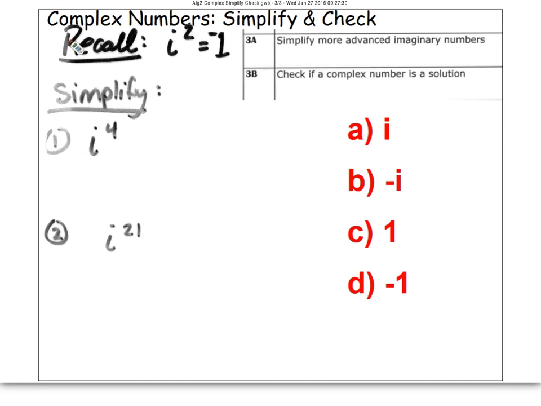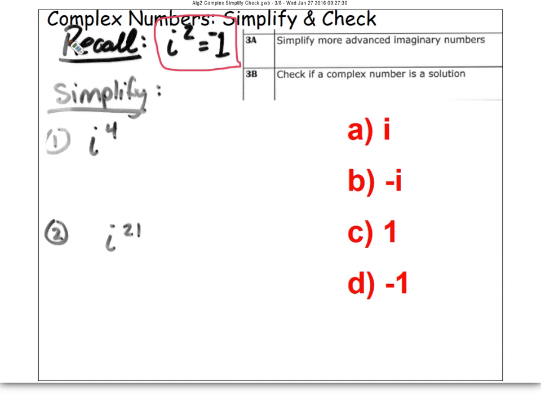In this video, I'm going to show you how to do Learning Objective 3A, which is Simplify More Advanced Imaginary Numbers. All you really need to know from this, recall from the previous lesson, is that i squared equals -1. Our strategy here is to see how many i squareds there are in a problem and to replace them each with the number -1.